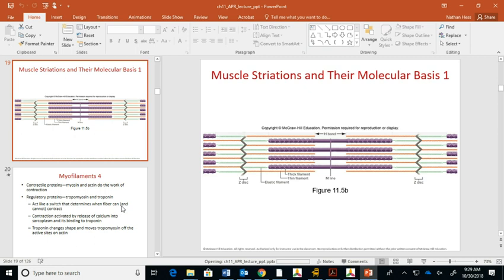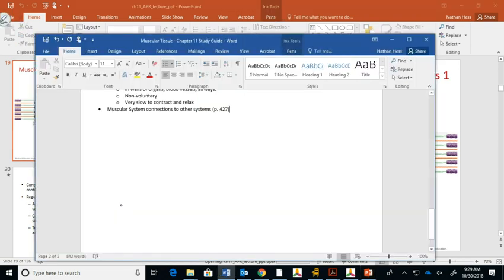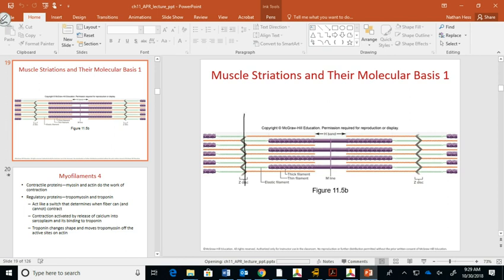Good question. And in your study guide here, guys, what I want to make sure you hear me: from one Z disc to another, this piece right here is called a sarcomere.